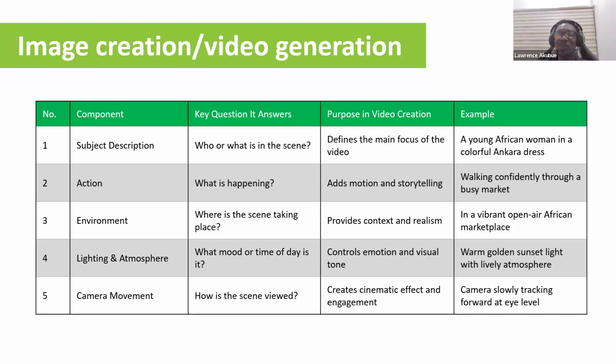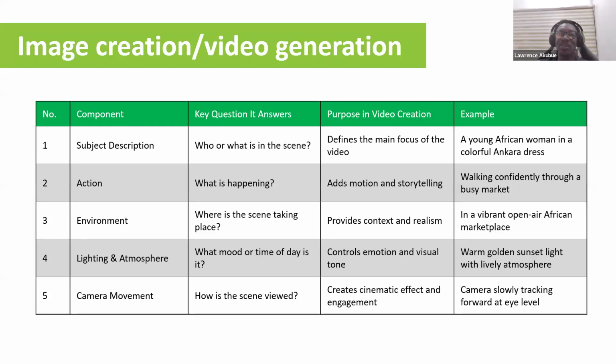Define the main focus of the video, right? If you don't do this, the AI will still generate a video for you, but it might not give you what you want. An example of this is a young African woman in colorful Ankara dress. That's not the only prompt, but when you start this, you can say, looking at a young woman in an Ankara dress and everything. Okay, let's go to number two.